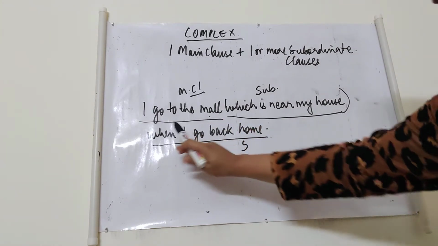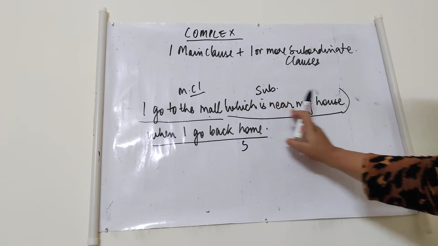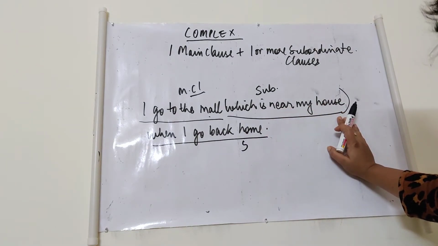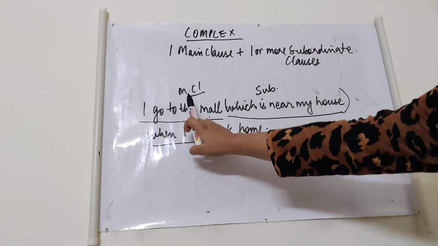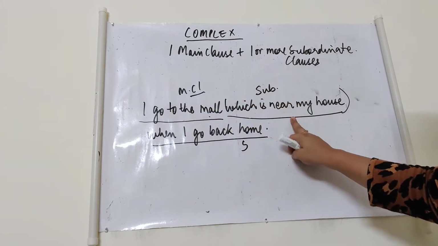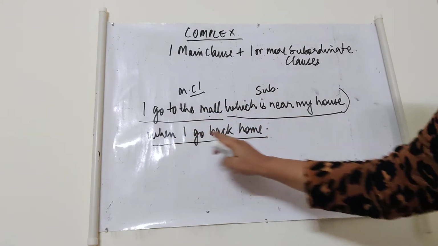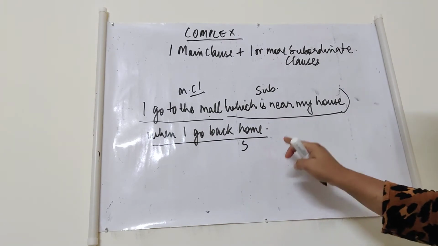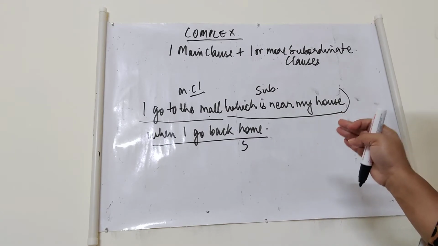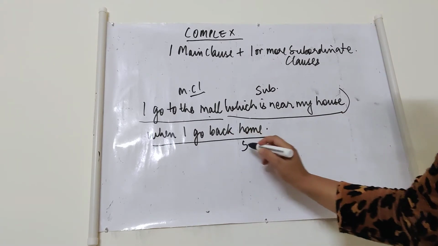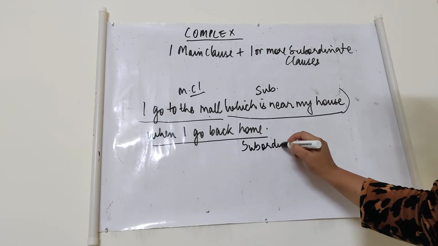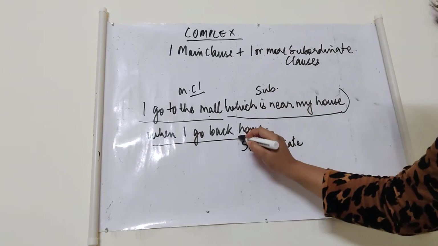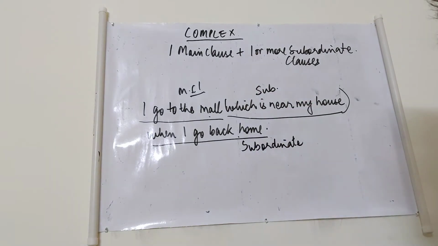So again, if I look at these two parts of the sentence, "which is near my house," is it making sense? You will say, what is near your house? So it is not clear. It's not making sense. So this part of the sentence is dependent on the main clause. Hence, we say that this is a subordinate clause. Similarly, "when I go back home" is again an incomplete sentence. It's a clause which is not making complete sense. So again, this is a subordinate clause. So in this sentence, we have two subordinate clauses and one main clause.